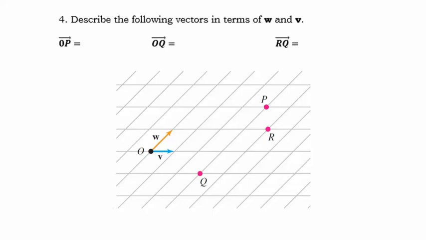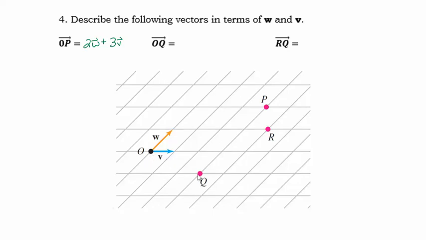All right, let's take a look at OP. So I want to go from O to P. And this is vector W right here. So I'm going to need a W, W, and then 3 V's. 2 W's and 3 V's. So I'm going to say it's 2 vector W's plus 3 vector V's. That's similar to what we did before.